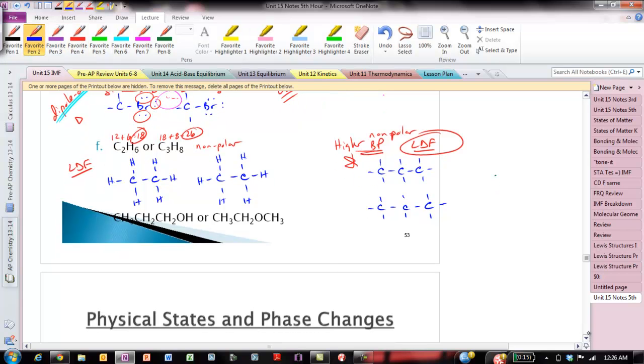Alright, so our last one looks like propanol. So we've got CH3, CH2, CH2, OH. Put lone pairs on there. So we've got to draw another one for intermolecular forces.